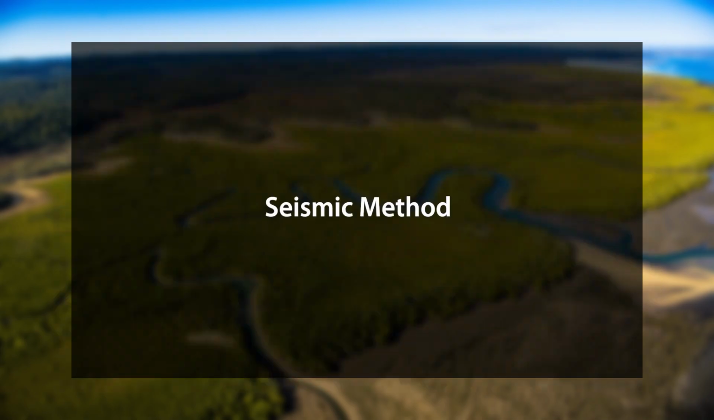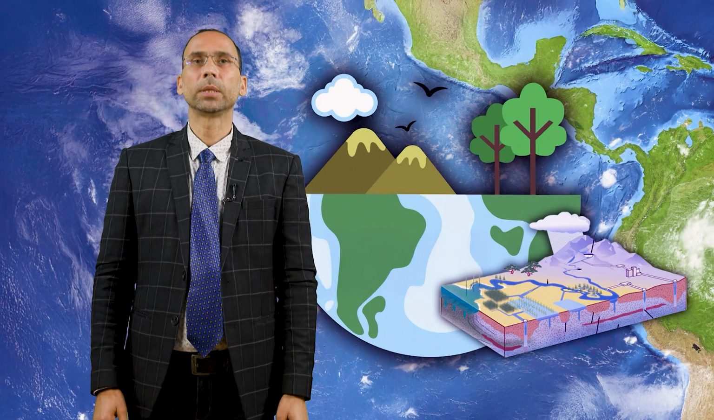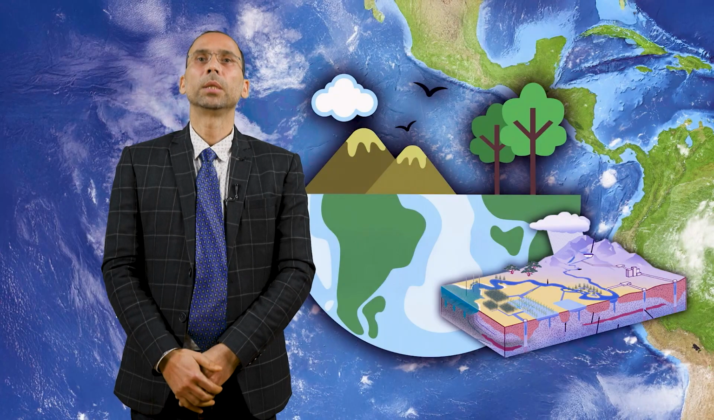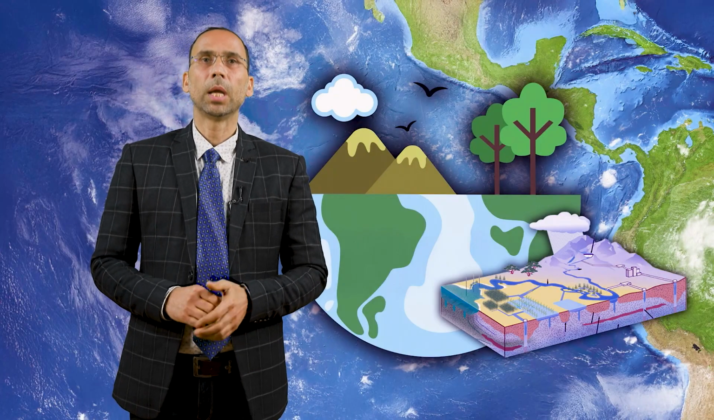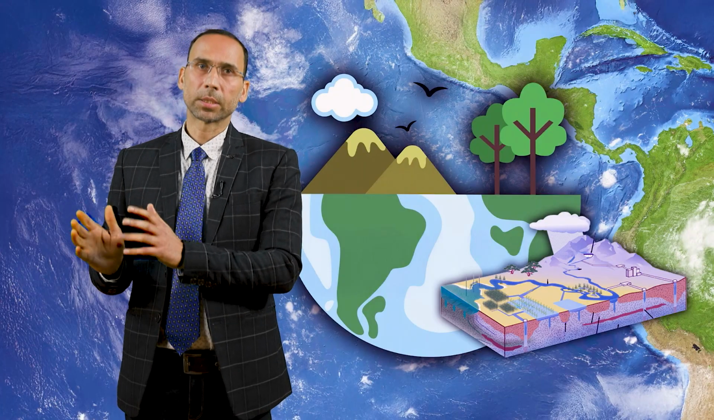Now, seismic method. Seismic waves are generated at the focus of the earthquakes. Through the rocks, they travel with variable velocity and are reflected and refracted at the layer boundaries. The instrument which records these waves are called seismometers. The wave properties correlate with the density and water saturation of the rocks. This enables geoscientists to identify the weathered layers, aquifer structures and saturated zones.